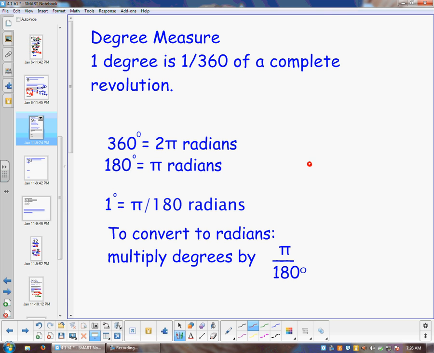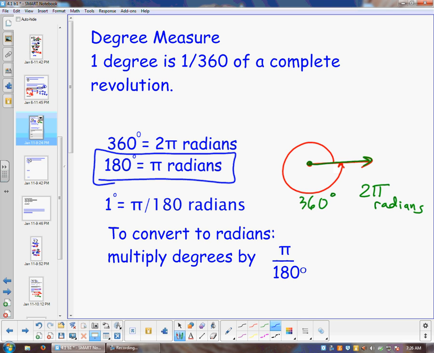So from the initial side, if we wrap all the way around and have our terminal side here as well, that would be a 360-degree angle, but that's also 2 pi radians. And that means that 180 degrees, which is halfway around the circle, is going to be pi radians. And if we further slice this, then exactly 1 degree would be pi over 180 radians.